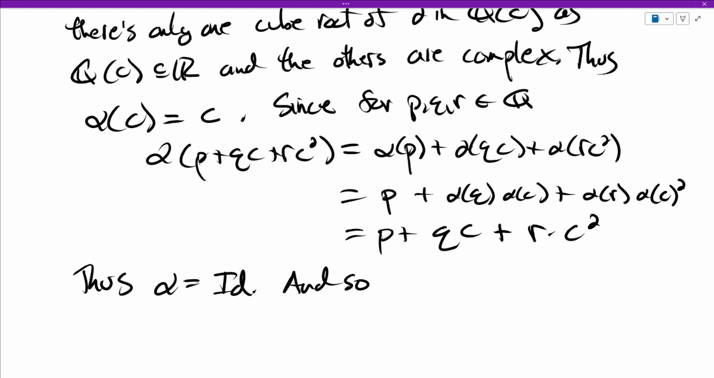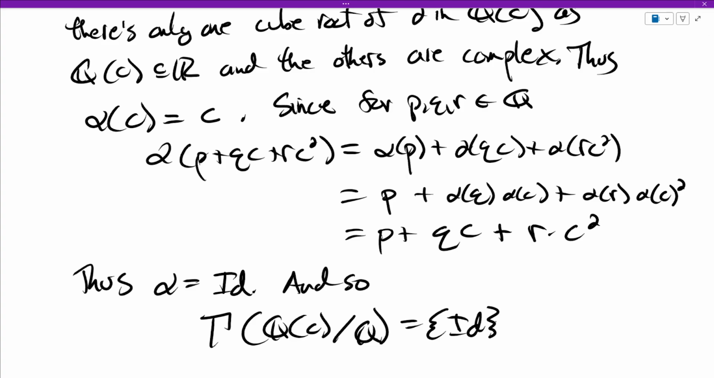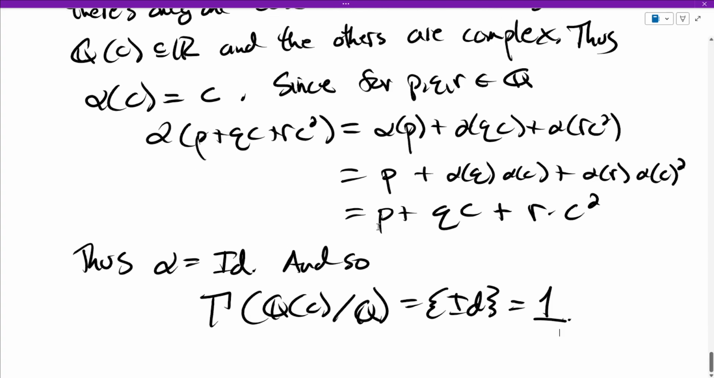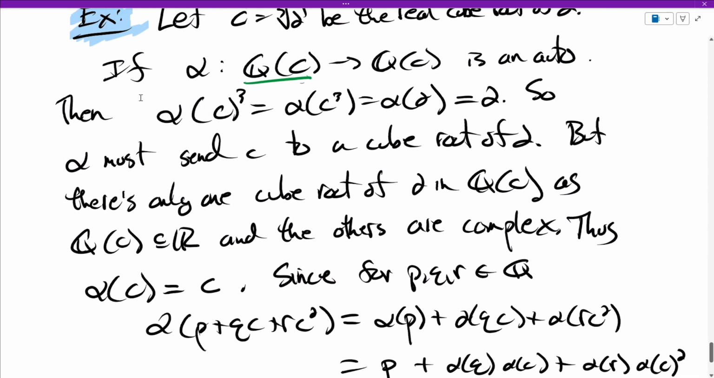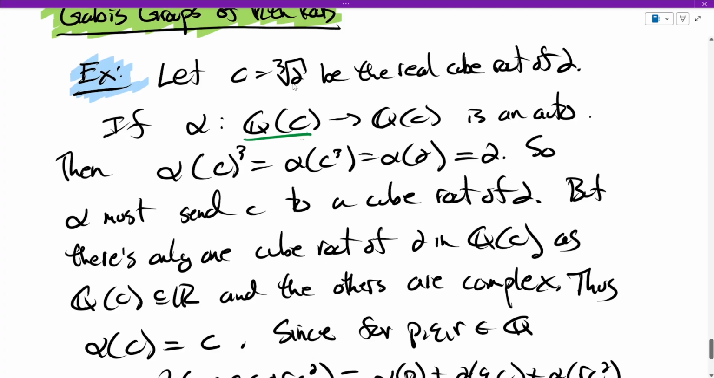So what this tells us is that the Galois group of Q adjoin the cube root of 2 over Q is trivial. It's the trivial group. It just has the identity. And sometimes we write 1 for this to indicate there's only one thing in it, and it's the identity. All right, cool. So that's a cube root example, and it relies on the fact that the other roots of the cube root of 2 are complex.